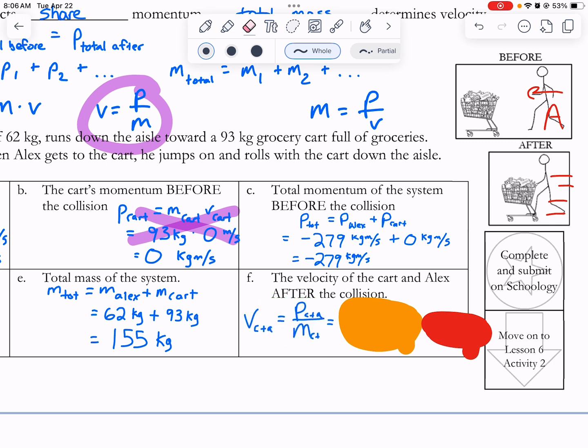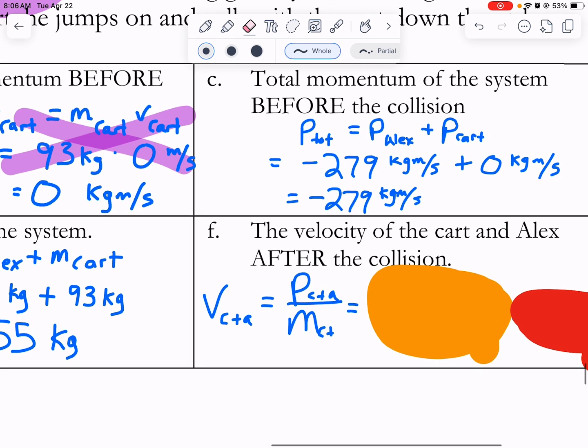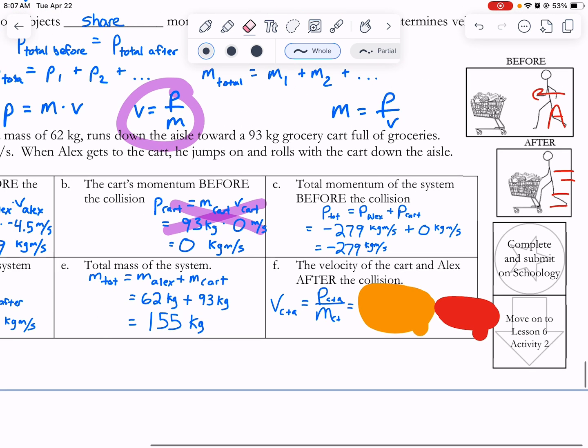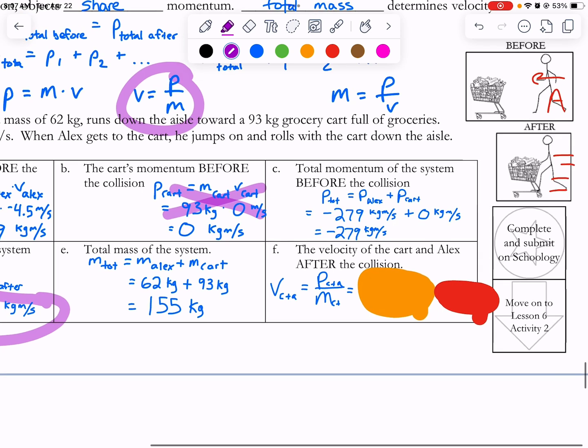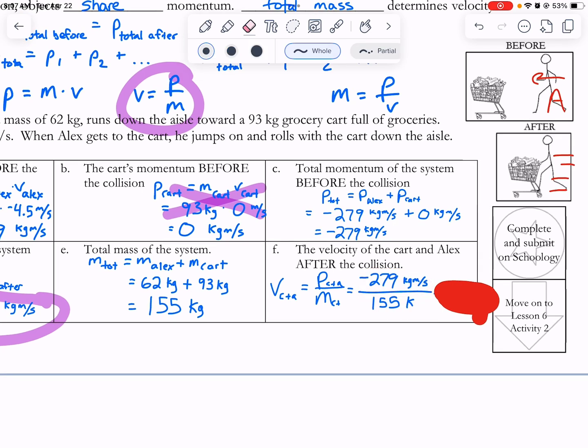I'm doing the cart, notice how I put c plus a, because now they're stuck together. Cart and Alex, so the momentum of the cart and Alex, which is the after momentum, which I just found right over here. Whoops, that is erasing stuff. I just want to highlight stuff. There we go. That's what's going to go on the top over here. And then I just have to plug that into my calculator, and it gives me a decimal with a whole bunch of other numbers. So it's negative 1.8 and some stuff.